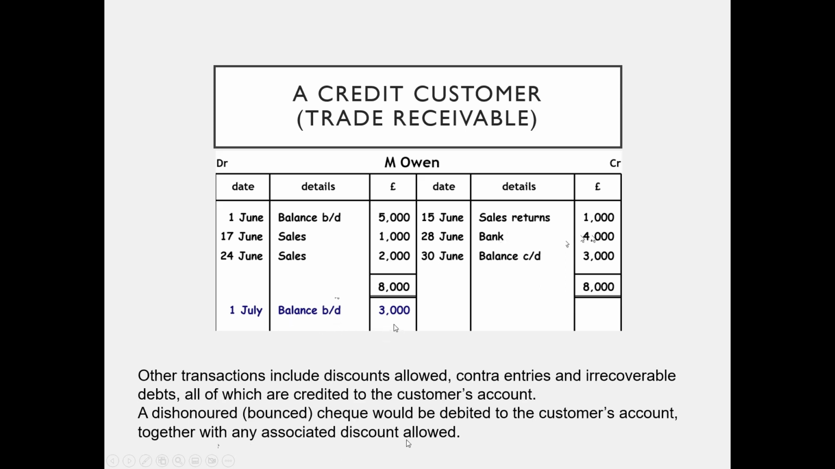And also any associated discount allowed. So if when they paid us this £4,000, we'd allowed them any discount, that would also need to be reversed out. So we'd be crediting the discount allowed account and debiting the customer, because we're not going to allow them discount if they've bounced a cheque on us.